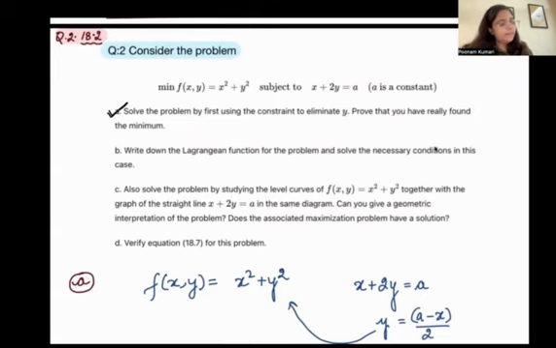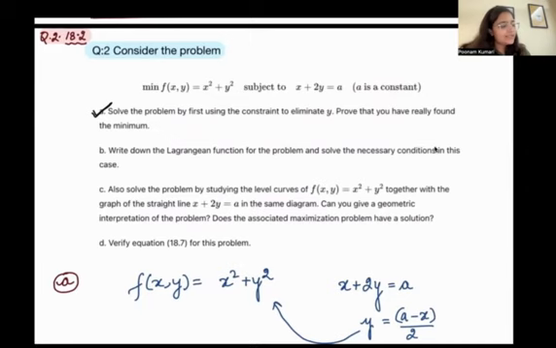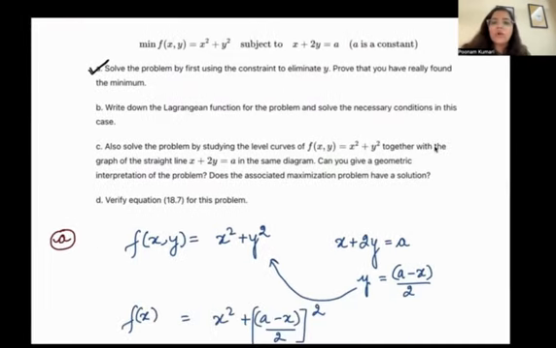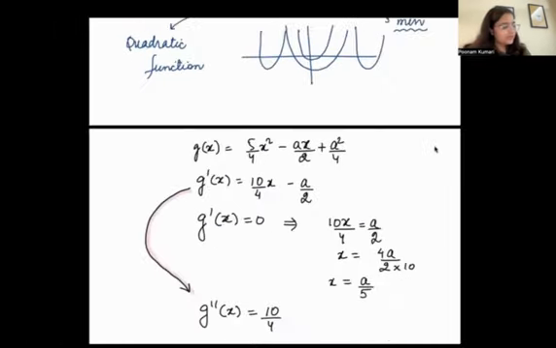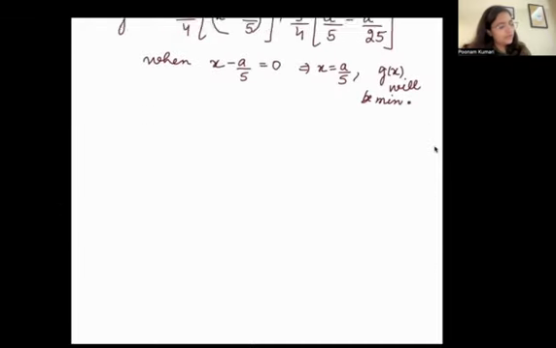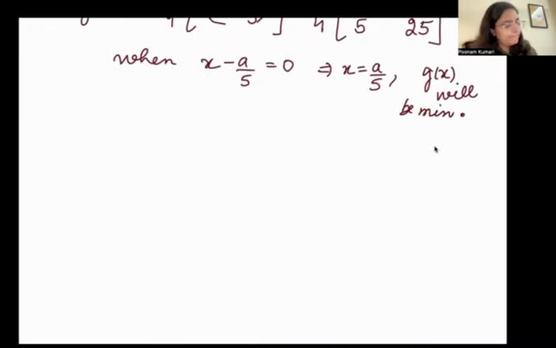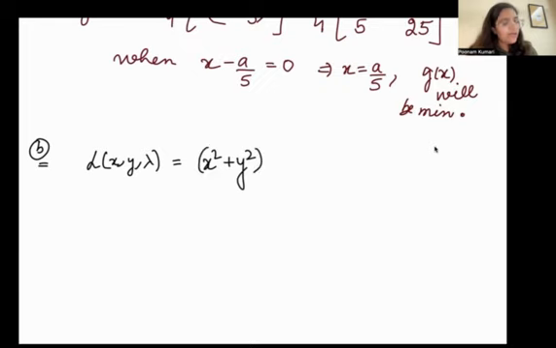What is part number B? Write down the Lagrange function for the problem and solve the necessary conditions in this case. So what will be my Lagrange function in this case? My function was x square plus y square. Now, what do you do?